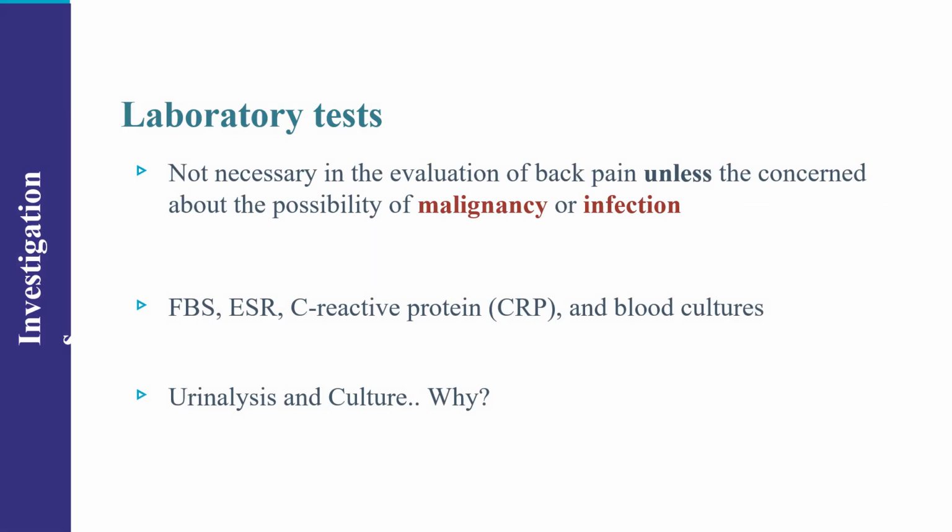So at the primary health level, laboratory tests may not be needed, but if you suspect any malignancy or infection, then you have to do the laboratory tests. You do a fasting blood sugar, ESR, C-reactive protein, and blood cultures to rule out infection, and urine analysis and culture, because renal parenchyma infection can cause low back pain.